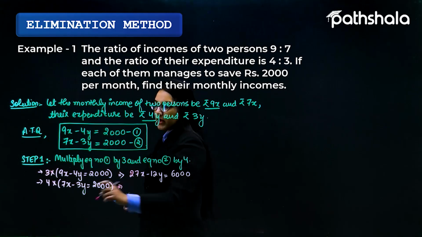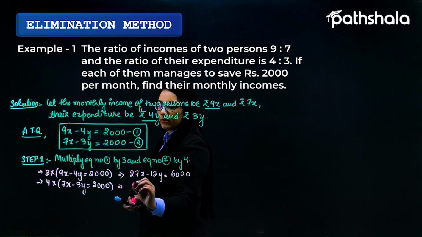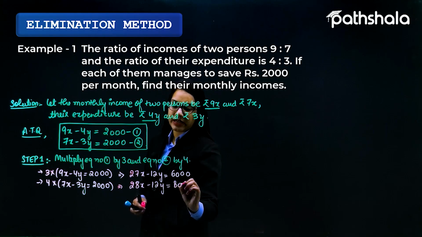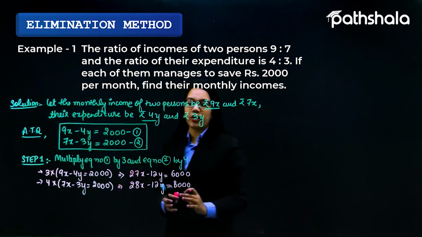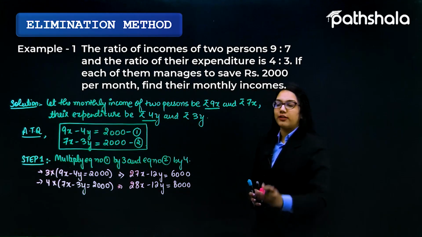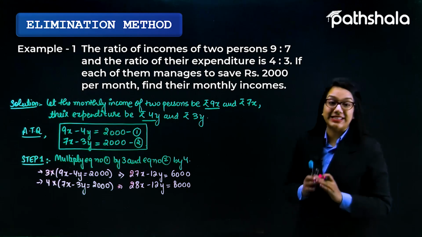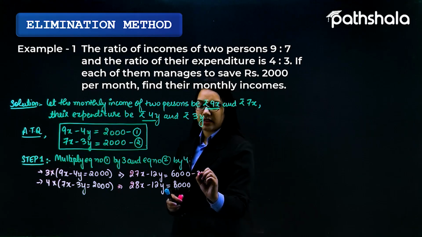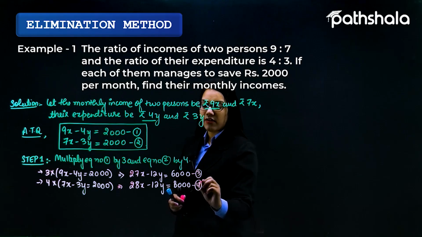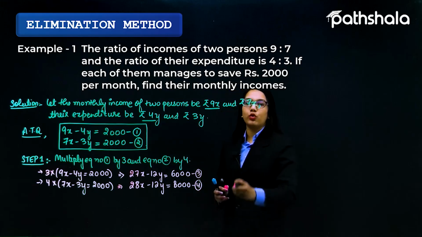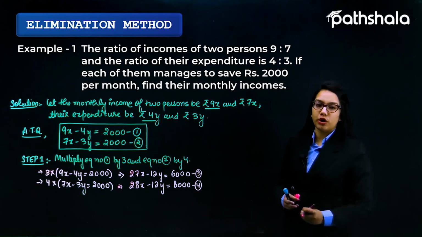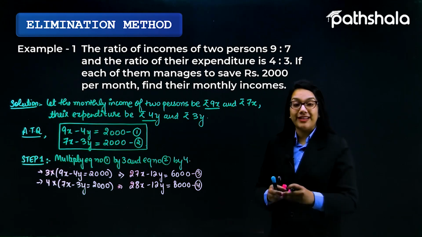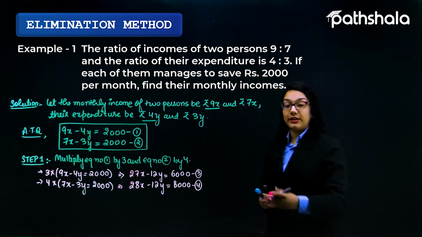So this would be nothing but 4 into 7 is 28x minus 12y, which is equal to 8000. Now you can see over here that the coefficients of the y variables are actually the same. Let us suppose we are taking this equation as third and this equation as fourth. Now we have to subtract both of these equations in order to get the value of the x variable, because definitely the y variable would be eliminated after taking the difference.